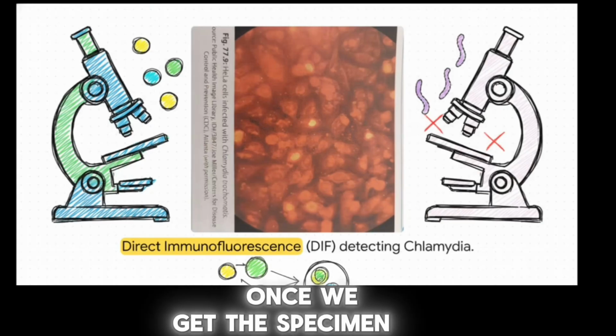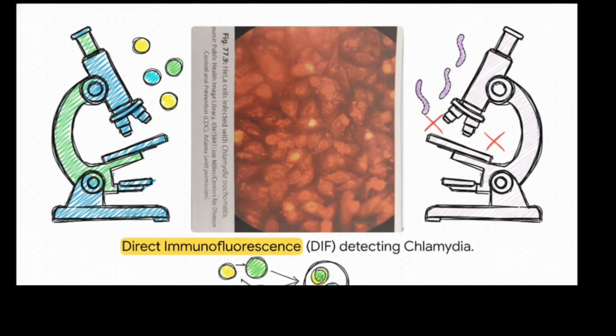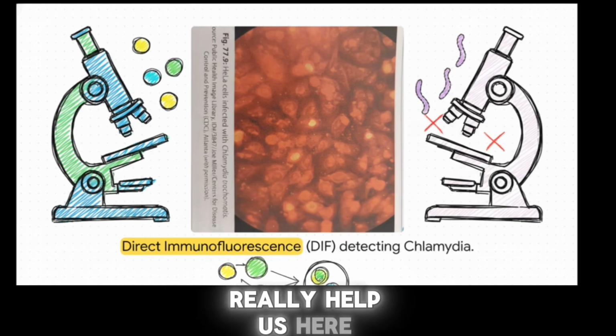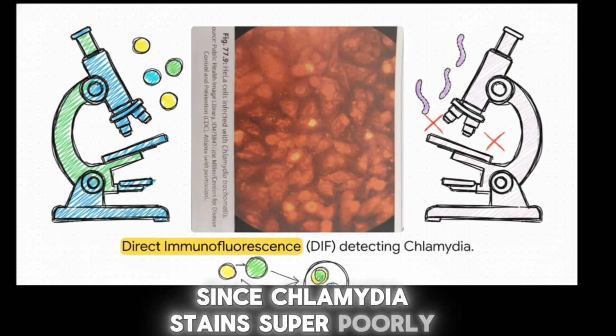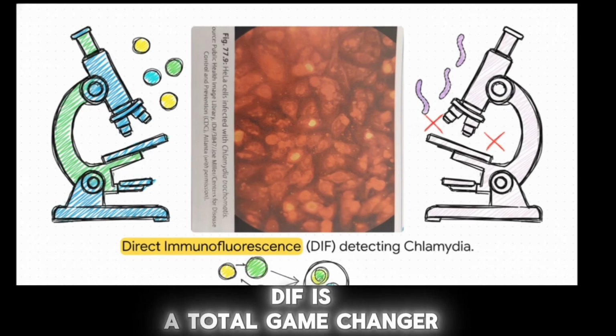Once we get the specimen to the lab, an older but classic method is microscopy. Standard gram staining doesn't really help us here since chlamydia stains super poorly. But direct immunofluorescence, or DIF, is a total game changer.